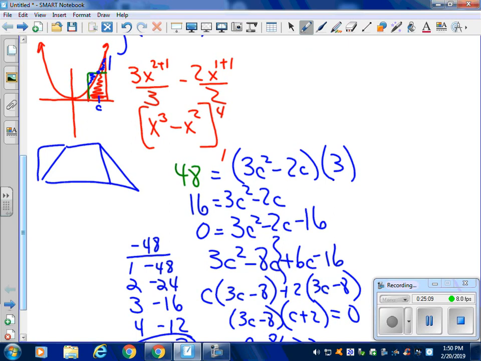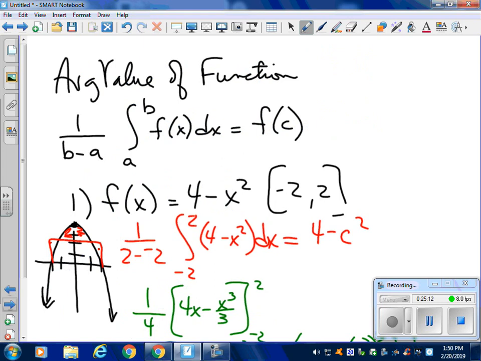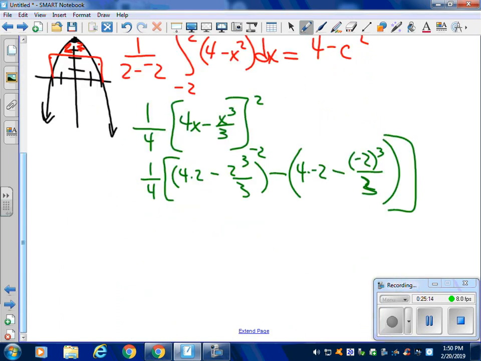Okay. So what I'm about to do here is, all this inside is going to find the area. I'm going to multiply it by 1/4, and it's going to tell me how tall it is in that rectangle. The width is 4. We're just trying to figure out what the whole area is right now. So 4 times 2 is 8, minus 8 over 3. 4 times negative 2 is negative 8. When you cube it, that negative there will make it positive 8/3.